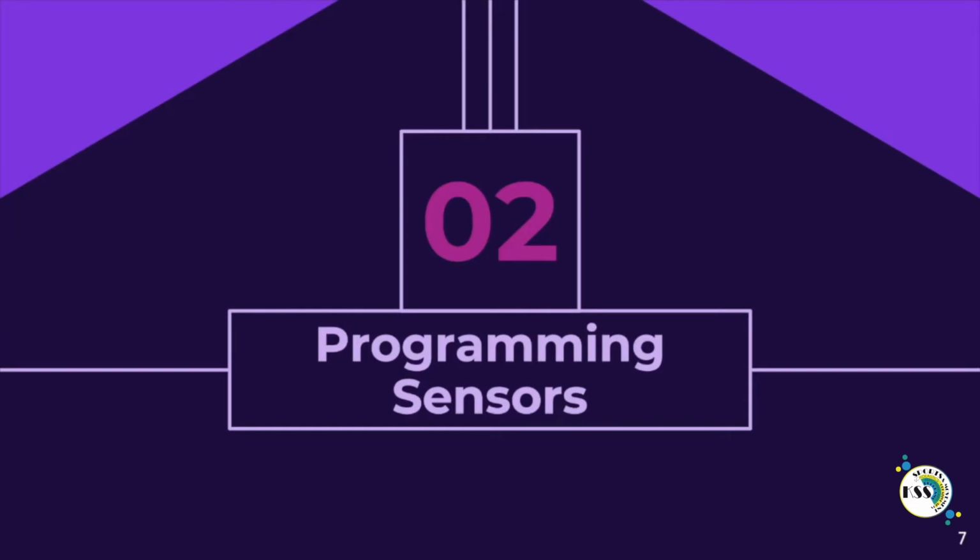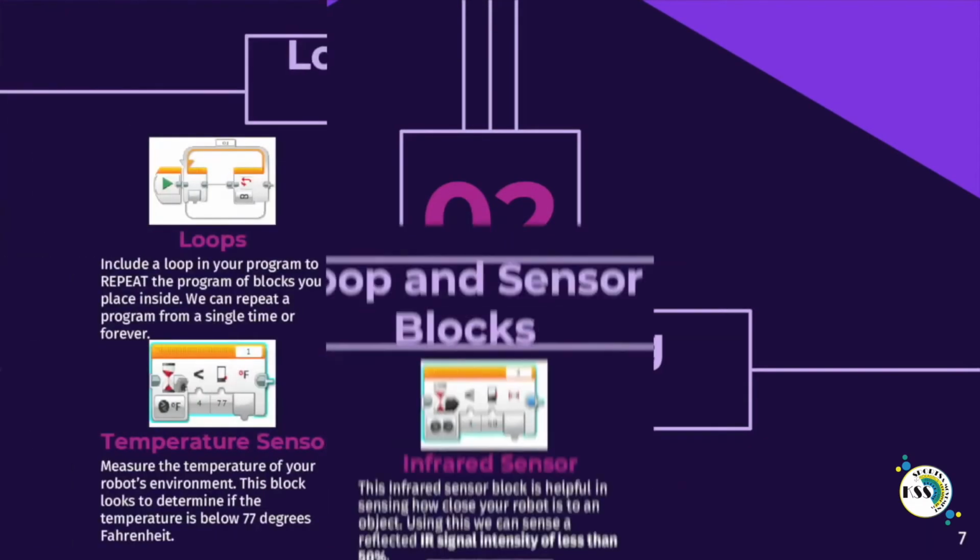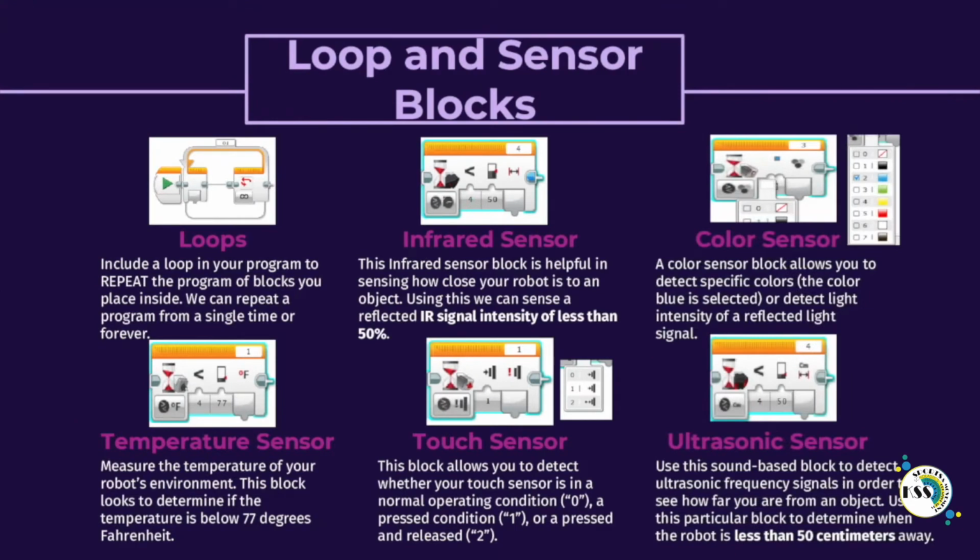Now let's move to section number 2, programming sensors. Loops. Include a loop in your program to repeat the program of blocks you place inside. We can repeat a program from a single time to forever. The infrared sensor block is helpful in sensing how close your robot is to an object. Using this, we can sense reflected IR signal intensity of less than 50%.